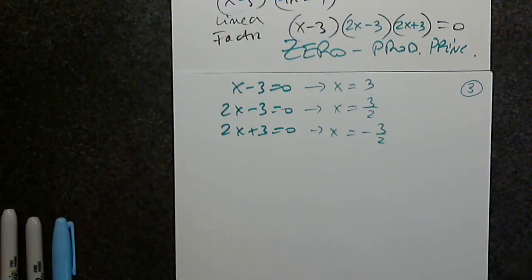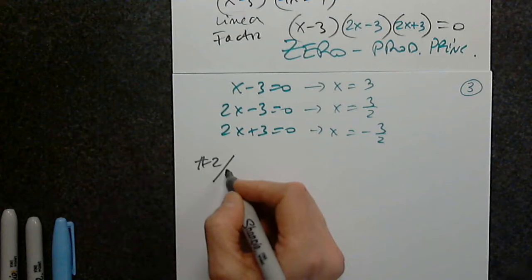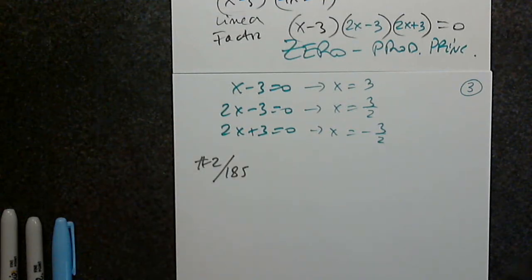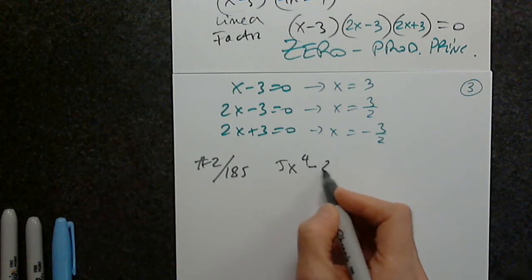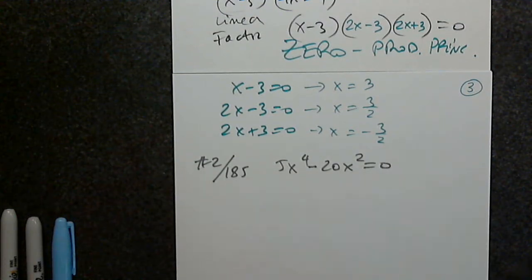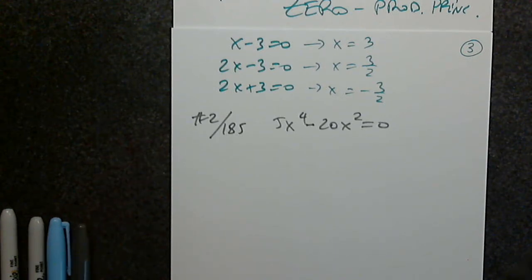Perfect. So let's take a look at another, for example number 2 on page 185. 5x to the 4th minus 20x squared equals 0. Okay, so now let's identify the equation, and then we talk about the polynomial. So let's identify the equation. It's polynomial, correct? Very good.